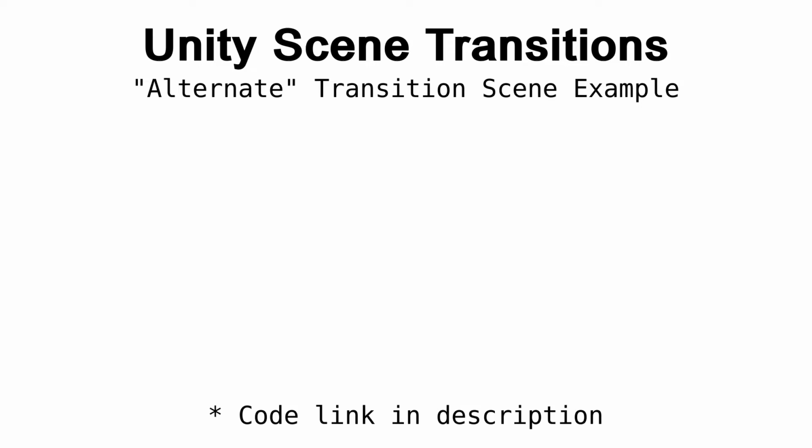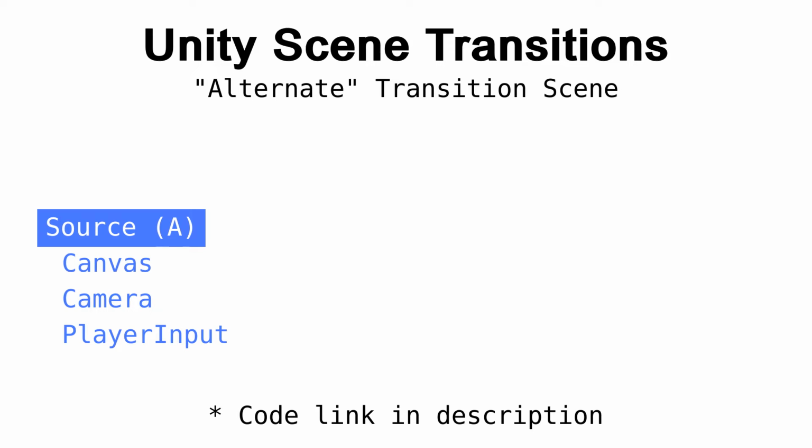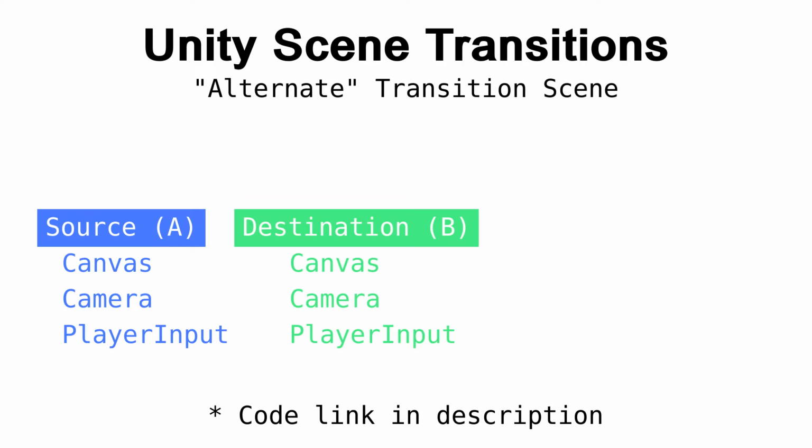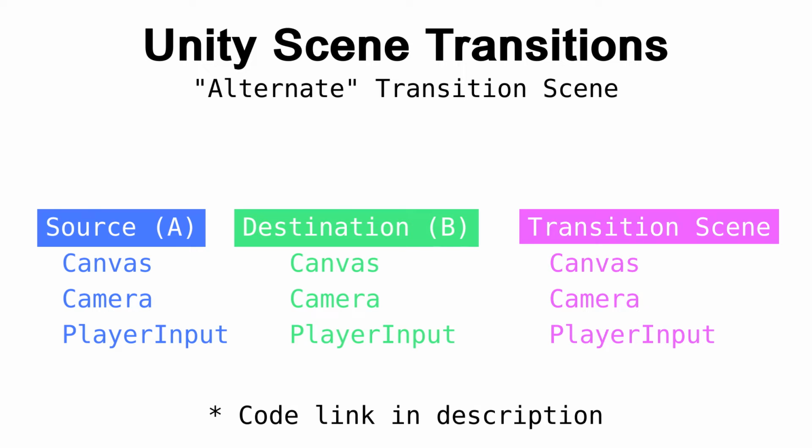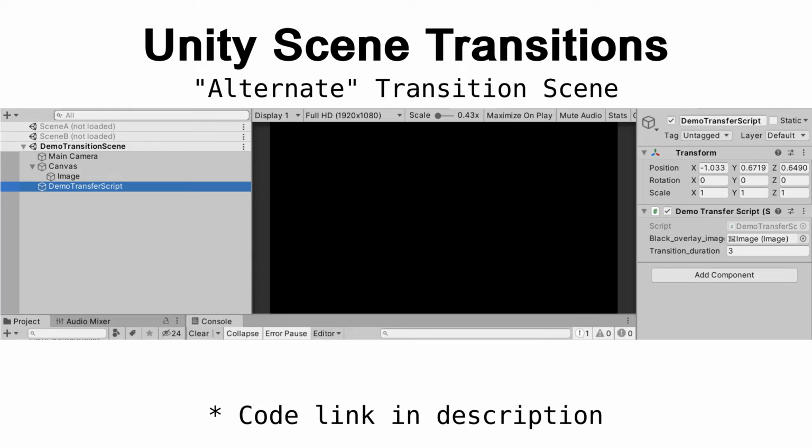So an example, you have a source scene, which will be scene A. You have a destination scene, which will be scene B. And you have a transition scene. The transition scene is composed of a camera, a canvas, a UI image, and a transition script.